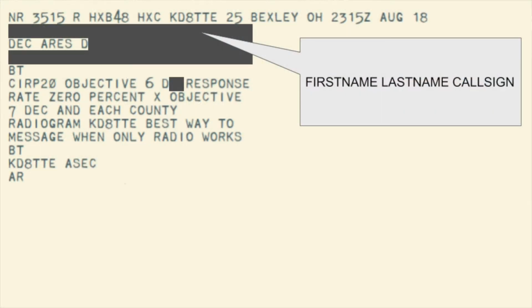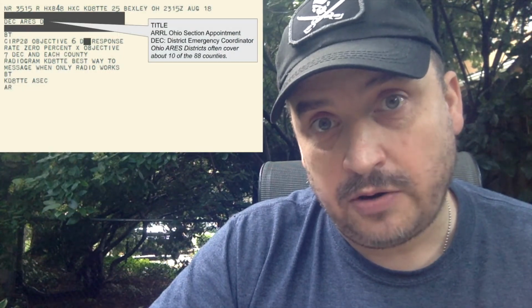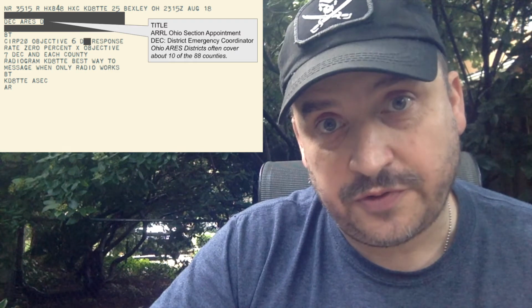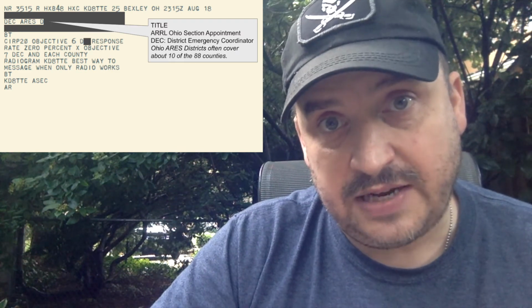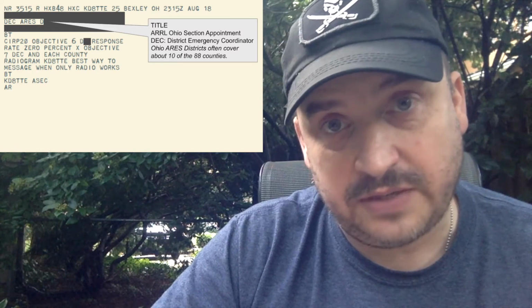So, we have in the top line of the addressee portion of the radiogram the first name, last name, and call sign of the addressee, the person that I want to get the message. And of course, I'm also then going to include a title. In this case, we're talking about an ARRL Ohio Section Official, so the title should make sense to anybody who is going to be trying to route this message to its ultimate destination.